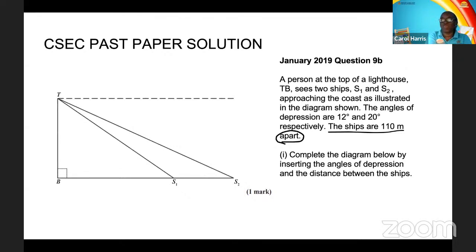I see Jonathan saying between S1 and S2. It's between S1 and S2. Thanks, Shanice and Jonathan. Deshaun is also saying that. So we can do our review then. All right, so that's what your diagram would look like.